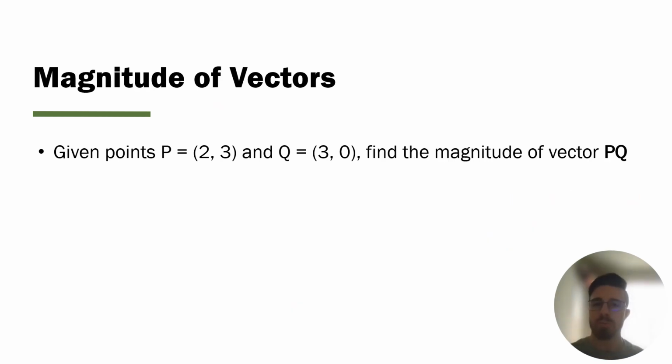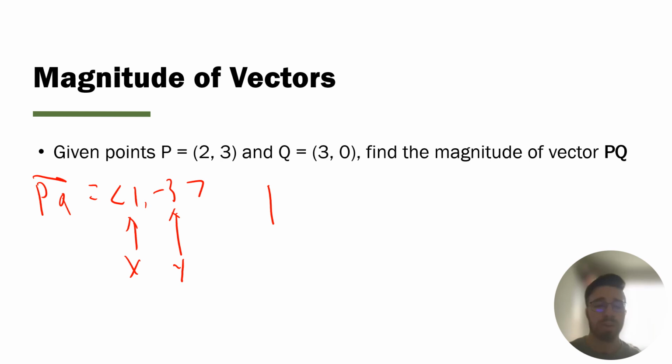The next important function we'll discuss is finding the magnitude of vectors. So I have the same vector here, pq, which in the last slide we found was equal to 1, comma, negative 3. Again, the x component is 1, the y component is negative 3. How do I calculate the magnitude of vector pq? So we denote the magnitude of a vector by placing the vector in between brackets.